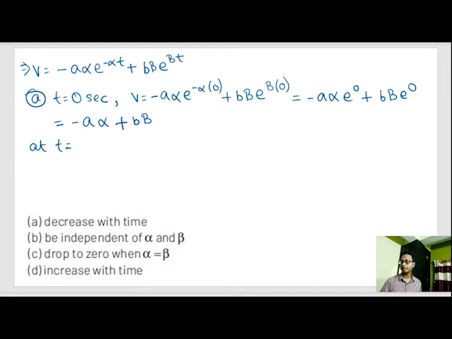Now we'll find out at t is equals to some higher number than 0. Let's say that number is infinity. Okay, so why infinity? You could also take 10 or 20. Okay, why only infinity? Do you know the value of e to the power 10? Even if you know, you don't know the value of a, alpha, b and beta.